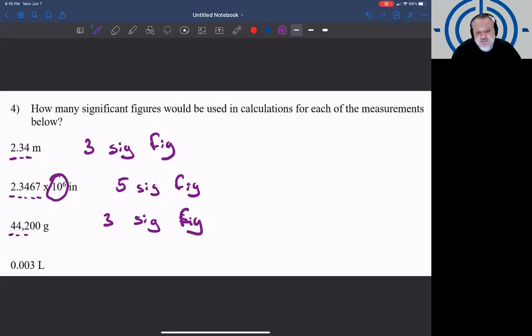Okay, again, the next one is 0.003. The only difficulty when it comes to significant figures is zeros. We just saw an example of trailing zeros. That was one type of zero. Here's a leading zero. A leading zero is a placeholder zero. It doesn't indicate any precision in the measurement, so leading zeros are always not significant. And so this measurement only has 1 sig fig. That's the 3 in this case. And so that's it.